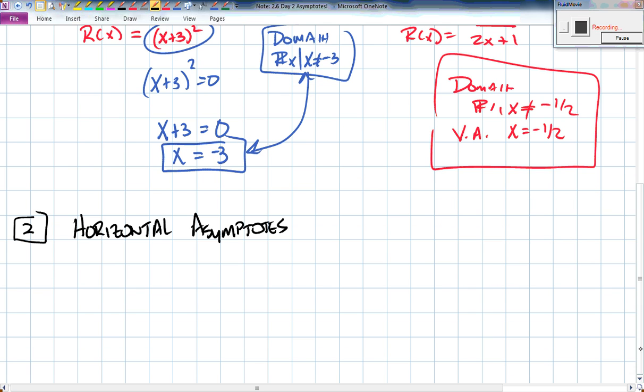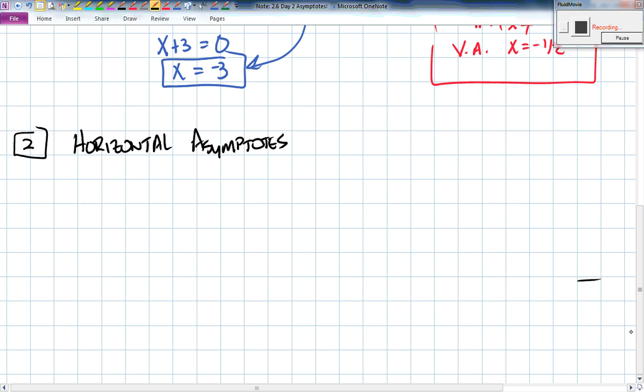All right, horizontal asymptotes. I have to introduce a new vocab word before we can talk about horizontal asymptotes. The vocab word that I need to introduce to you is this idea of what's known as a proper rational function. So, proper rational functions. Here we go.